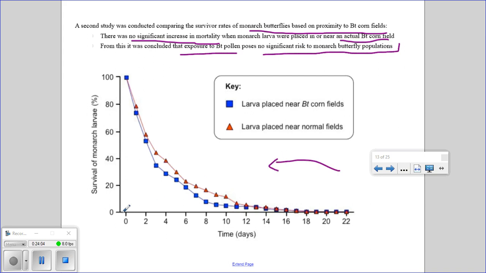So here we have time of days, basically from when the larvae were placed in their area. So the blue squares represent larvae that were placed near cornfields that contain that genetically modified corn. The red triangles represent the larvae placed near normal fields. And as time went on, you can see that the survival rates between the two larvae really aren't that different or significantly different.